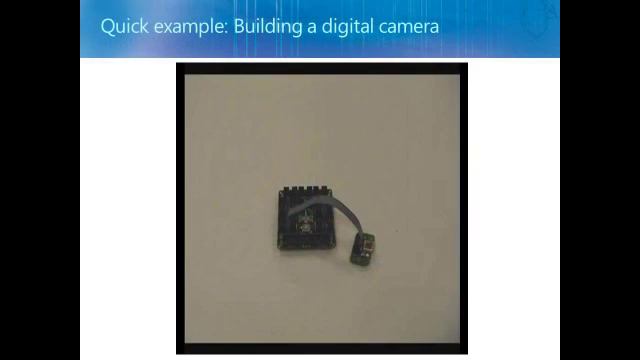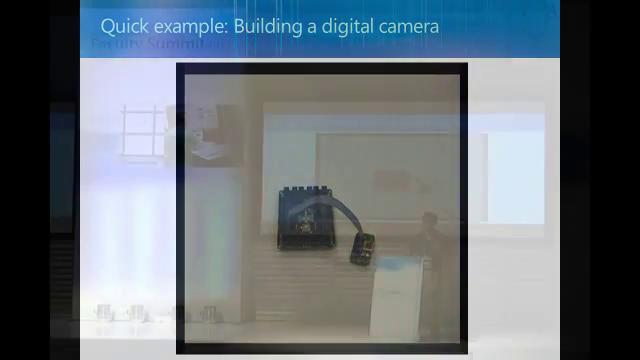So just to give you a little idea of how that works, this is a quick example of building a fully functioning digital camera out of these modules. The thing that you see in the center is the core computing module, the mainboard that everything else plugs into.